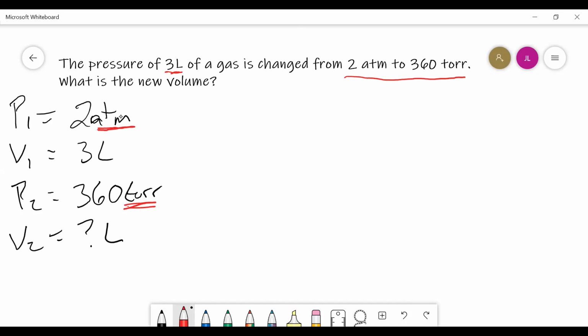This is the reason I like to have variable boxes. It lets me really quickly see what I have as my knowns and whether they are going to work. Atmospheres and torr are not the same, so we need to convert from one to another. I just tend to find it easier to work with atmospheres. It doesn't matter which one you convert. I can convert atmospheres to torr or torr to atmospheres, but I'm going to go ahead and do torr to atmospheres. So 1 atmosphere, as was given to you previously, is 760 torr. This conversion factor is also on the organizer.